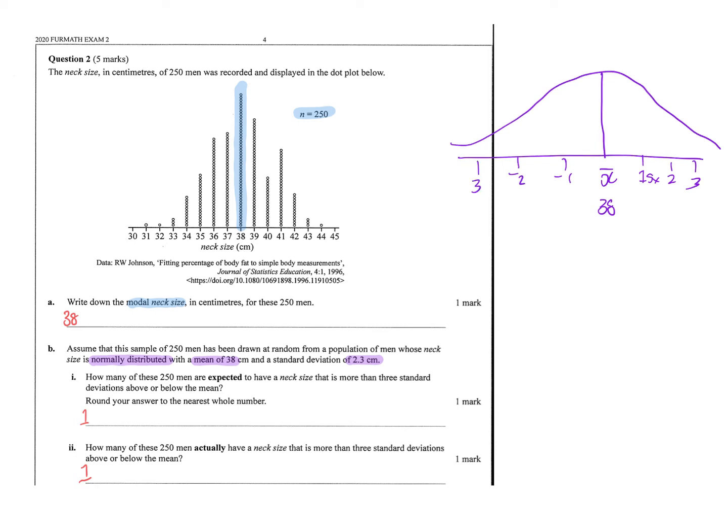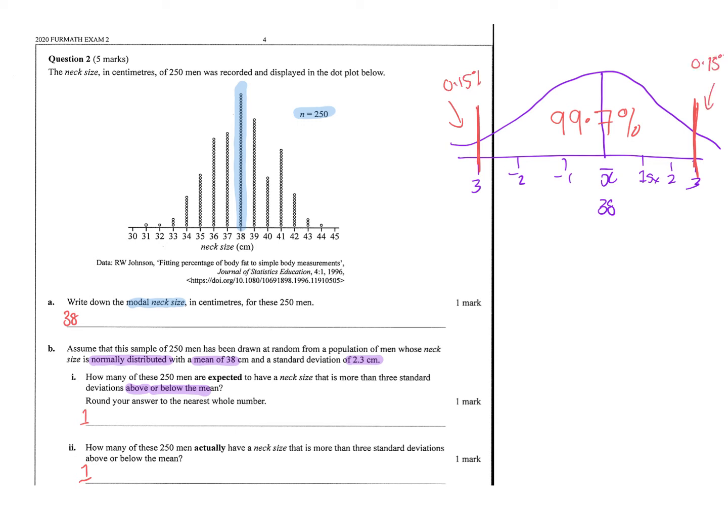And we'll just go on to the question first. It says, how many of these 250 men are expected to have a neck size that is more than 3 standard deviations above or below the mean? So they just want how many of these are expected. Because they've said it's normally distributed, we would just be using the percentages. Do you remember, when you have plus or minus 3 standard deviations, you have 99.7%. And these little tails here are 0.15% each.